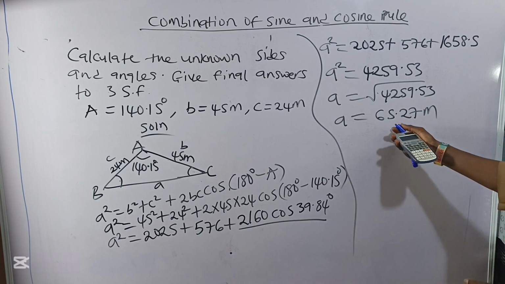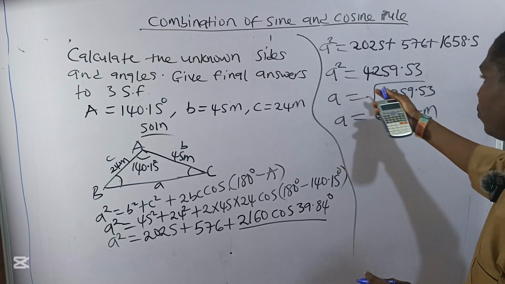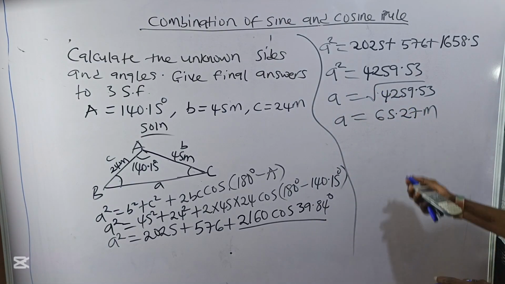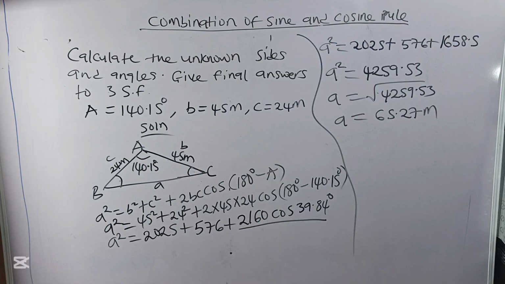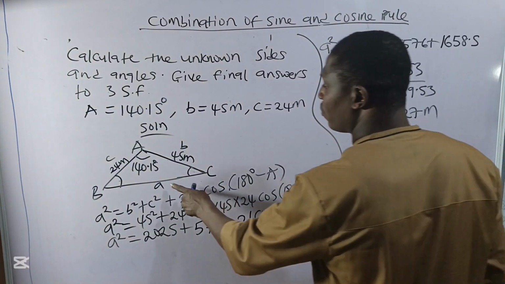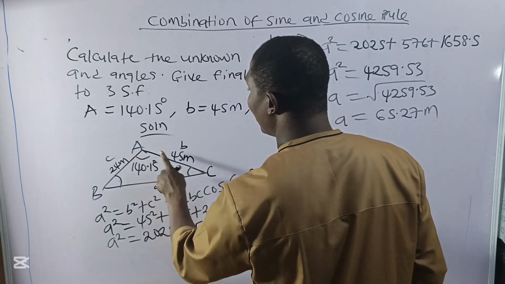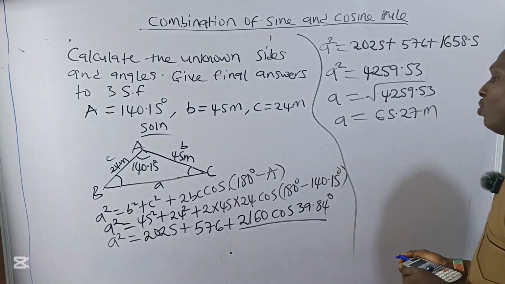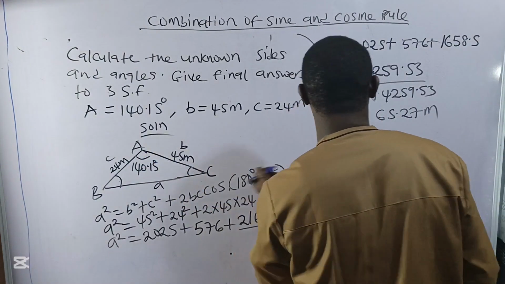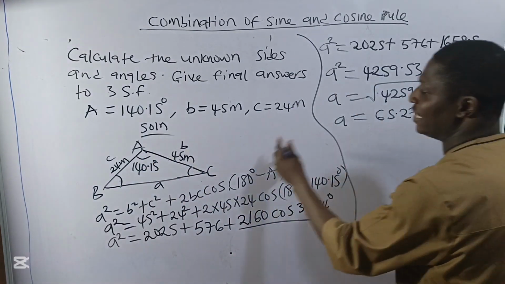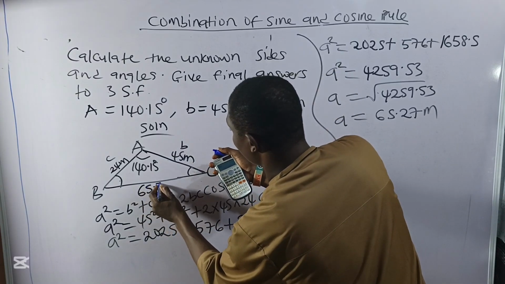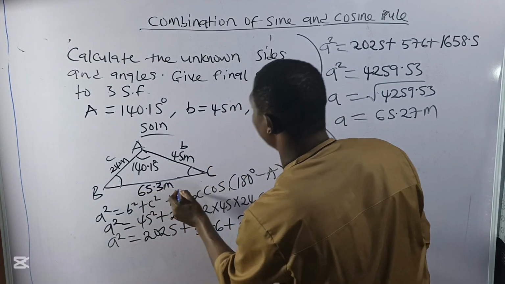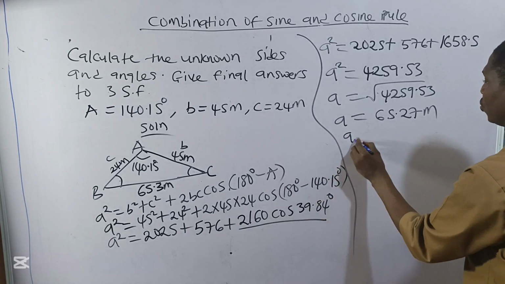And remember why we are using only the positive, because this is supposed to give us plus or minus two values, but we are using plus because its side must be positive. So I've gotten my first side, and if my side was lesser than 24 or lesser than 45, I'll know my answer is wrong. Why? The biggest angle must correspond to the biggest side. So I've gotten my side a as 65.3 meters to 3 significant figures. Take notes.